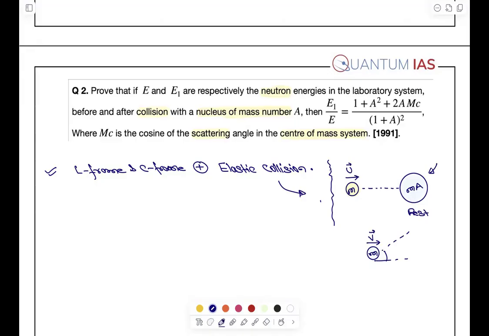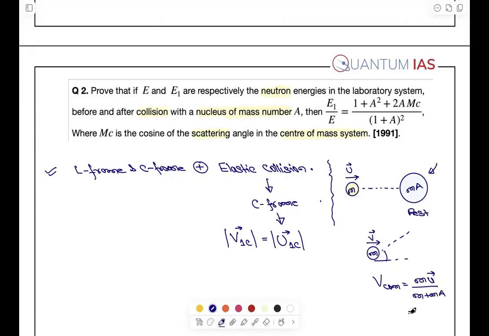Now understand, in elastic collision, if you see from the center of mass frame, I have told you that the magnitude of velocity, or the speed, before and after collision remains the same. So I can simply say that v1c, the velocity of the first particle with respect to center of mass, before collision and after collision will be the same. And what is the center of mass velocity? It is at rest, so m times u upon total mass, that is m plus mA. If you eliminate m, it will be u upon 1 plus A.